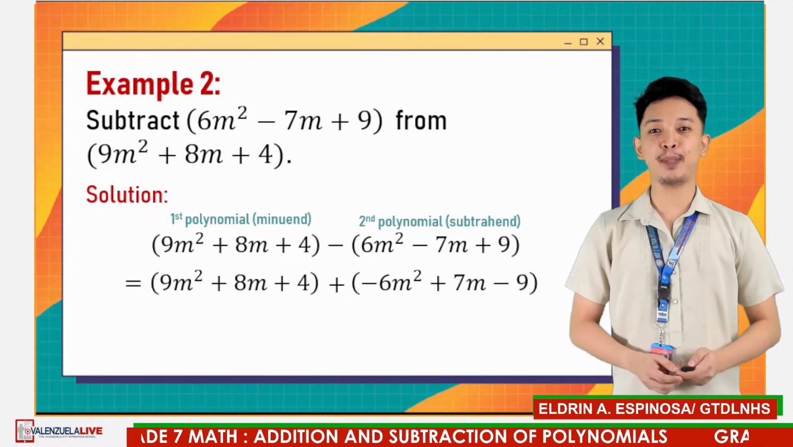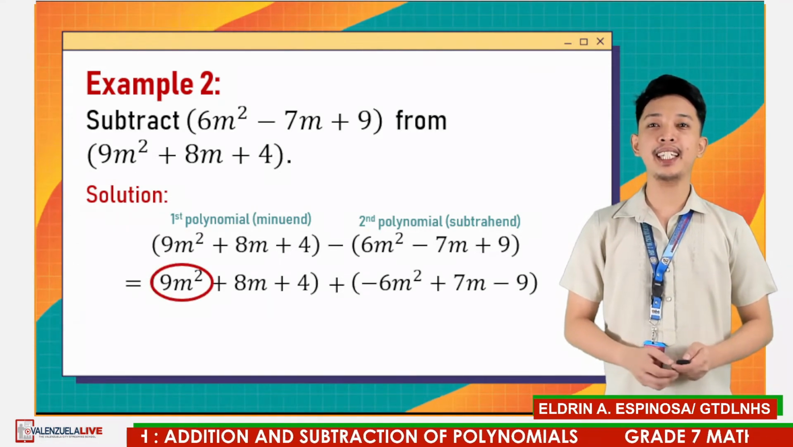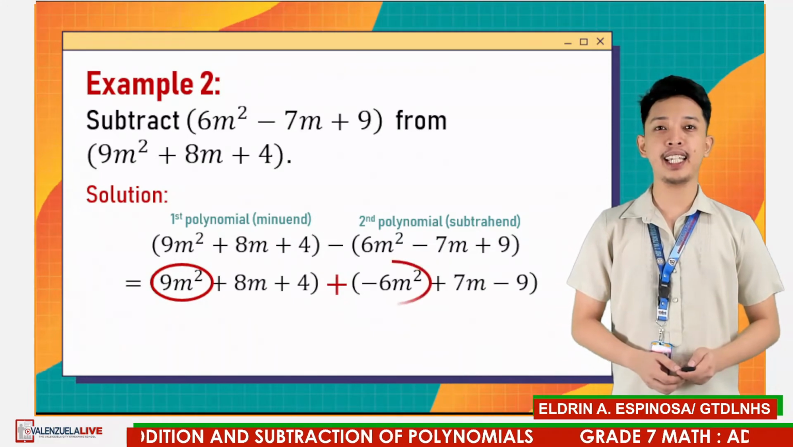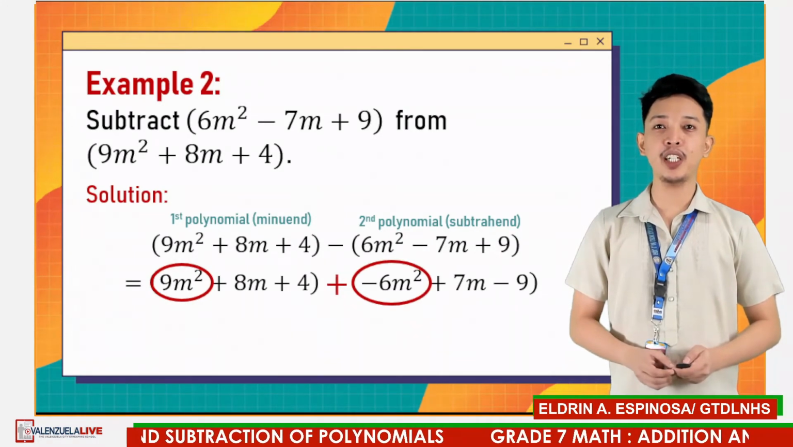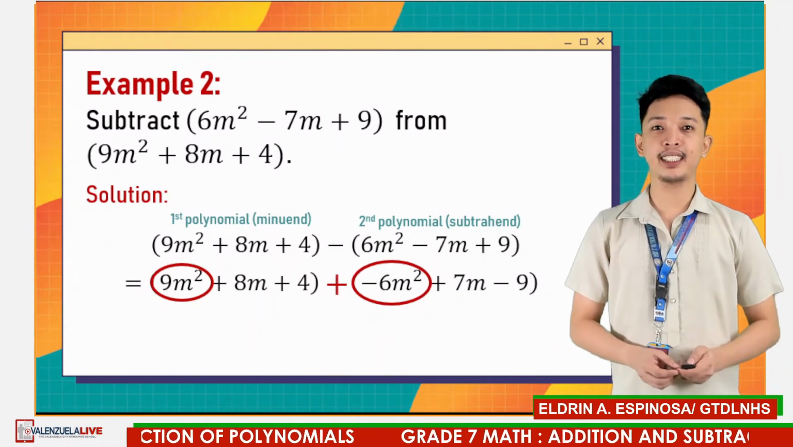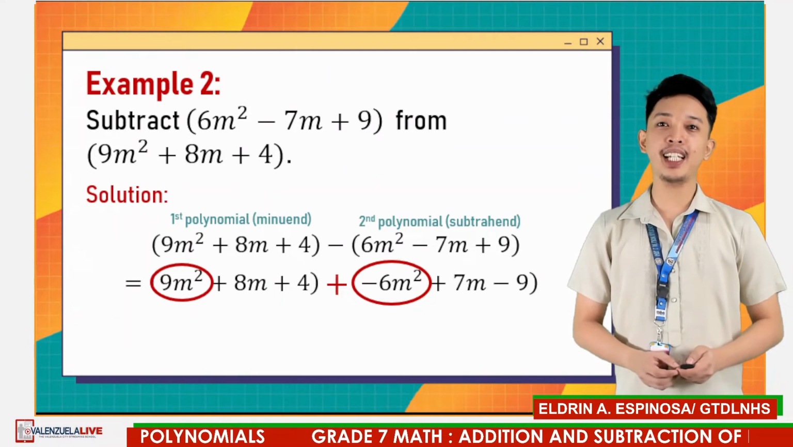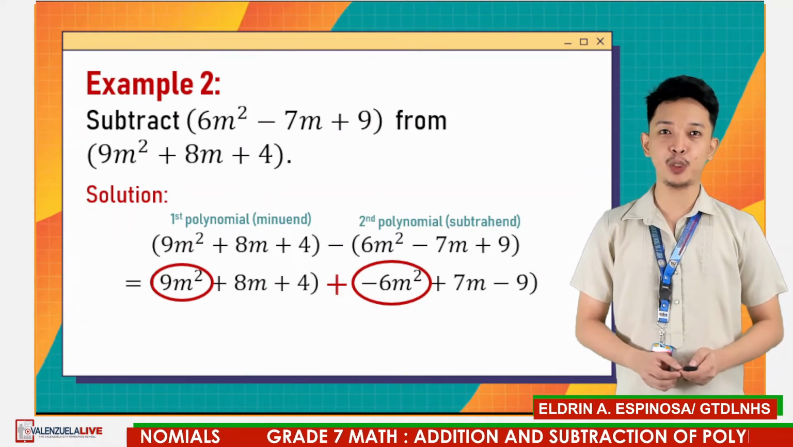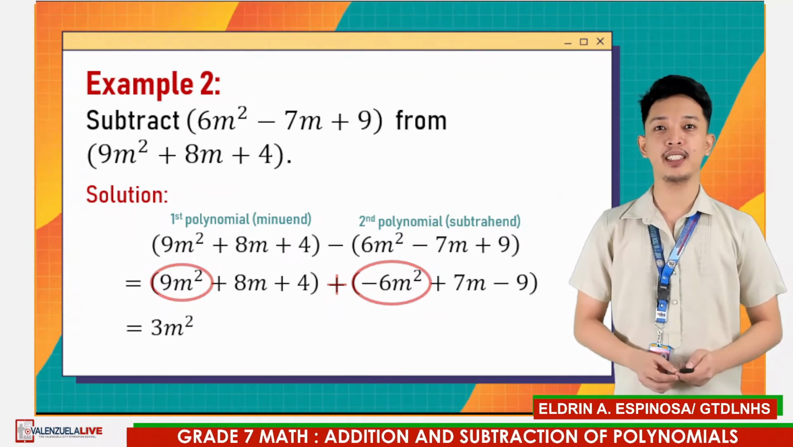We can now simplify it. Adding the similar terms, we will have 9m squared plus negative 6m squared. Add the numerical coefficients. 9 plus negative 6 is positive 3. Then copy the same literal coefficient, which is m squared. So we will have positive 3m squared.